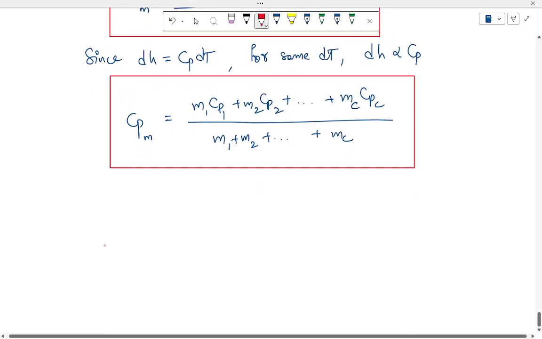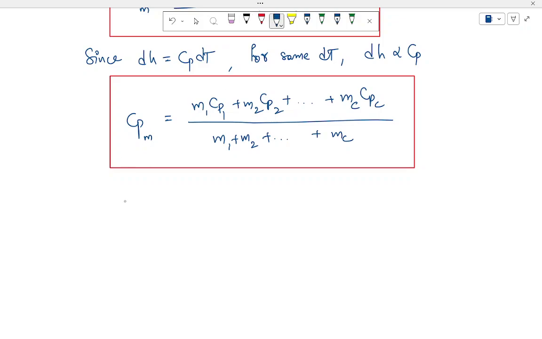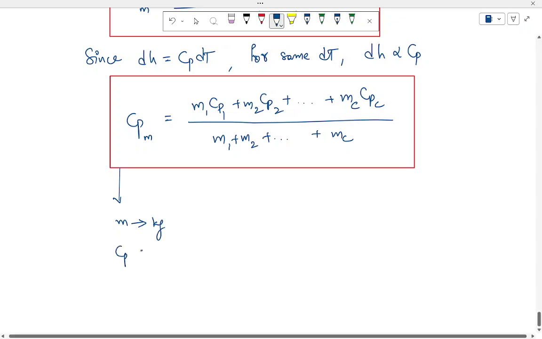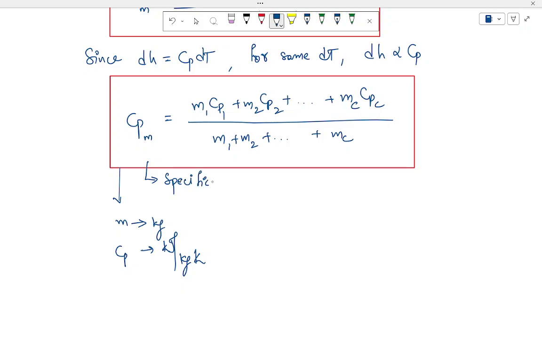So this is what I can have for Cp of a mixture of gases. Also here I can have the units for this particular formula. The units will be m in kg, and the Cp will be measured in kilojoule per kg Kelvin. And also I can write that this is a formula for specific heat at constant pressure for a gas mixture.